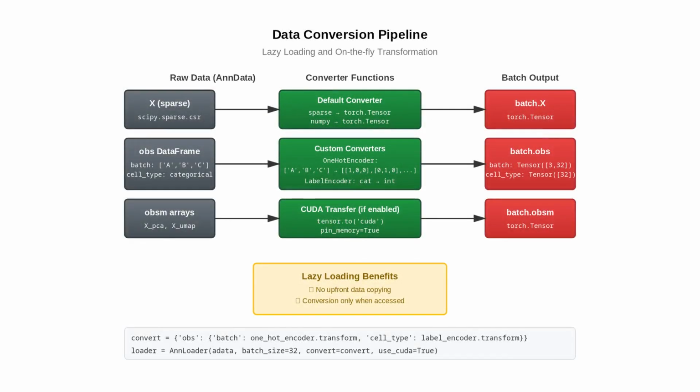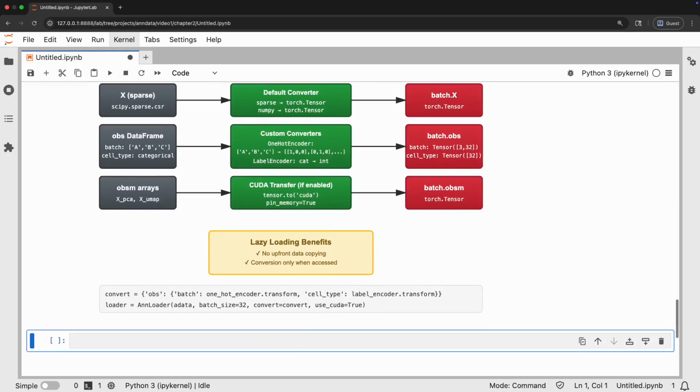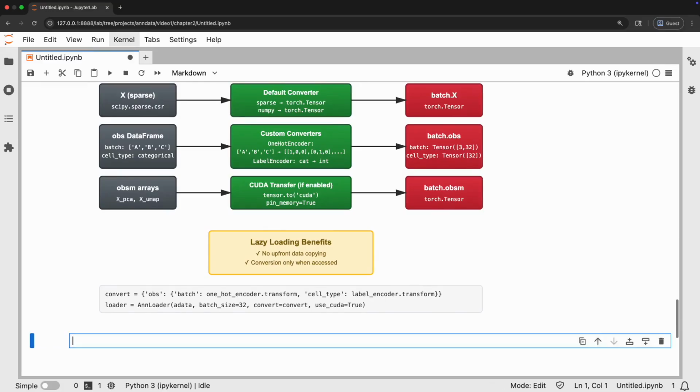AnnLoader supports custom converters for on-the-fly data transformation. This is essential for encoding categorical variables for neural networks. Here we see an image showing the data conversion flow diagram, which illustrates how raw data passes through converters to become model-ready tensors. Neural networks require numerical inputs. We'll use scikit-learn's encoders to transform categorical metadata.